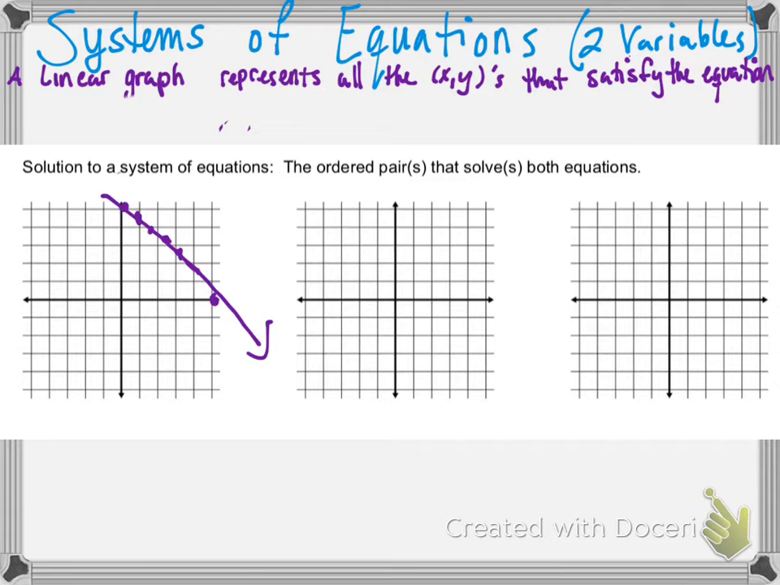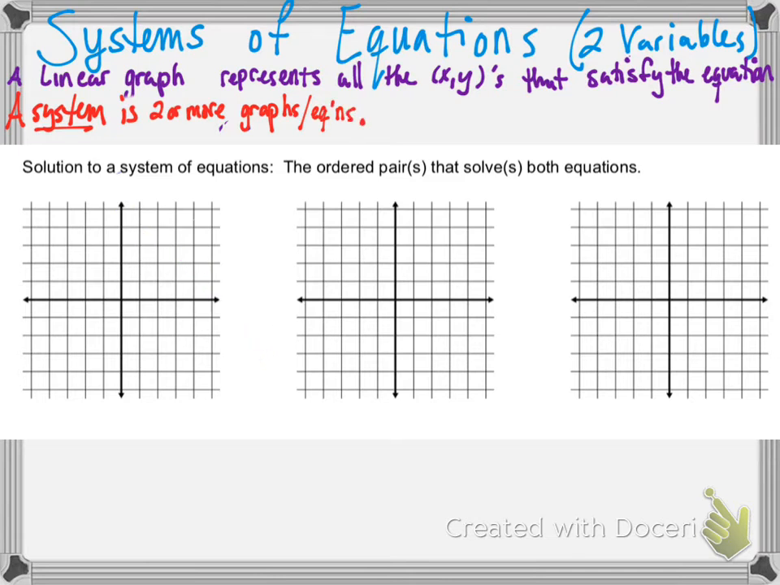A system of equations is when you have two or more graphs or equations. Now we're going to start by solving them graphically.